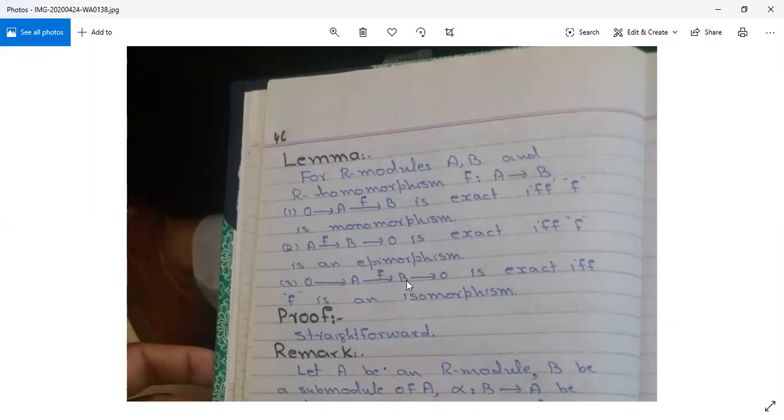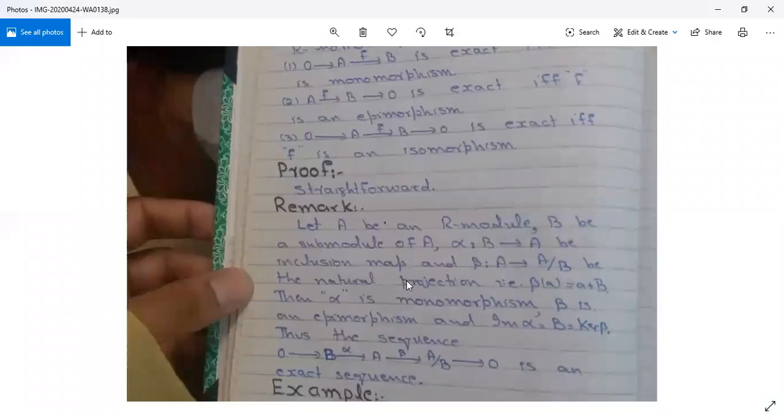I have revised the definitions of monomorphism, epimorphism, and isomorphism. For monomorphism, we have proved there are two conditions: homomorphism and one-to-one. For epimorphism, we have proved homomorphism plus onto. For isomorphism, we have proved homomorphism plus bijective. This theorem is straightforward. The proof of this theorem, I think, is available in the notes of Dr. Lekasa. Otherwise, you can do it yourself. After this, we have discussed some remarks.